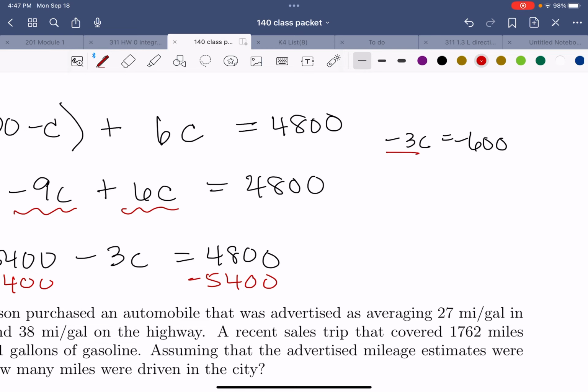And let's divide both sides by negative 3 to get our C by itself. And that's going to give me 200. So the number of children is 200. And then the number of adults would then be 400 to make a total of 600 people.